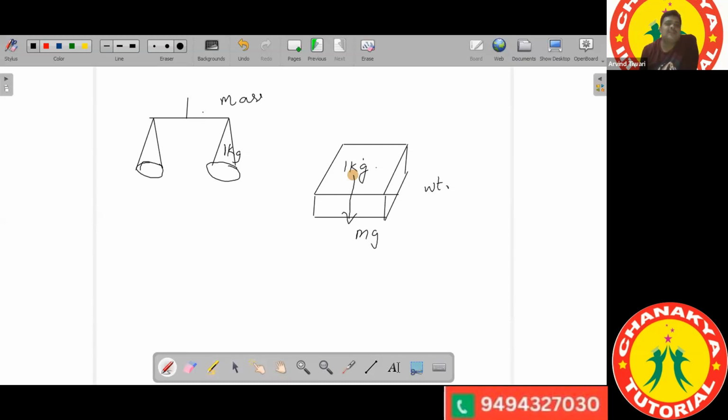The effect of gravity gets cancelled from both the pans, since both the pans are subjected to the same gravitational force. Hence, this pan balance will show the same quantity everywhere, but this electronic balance will show a difference.